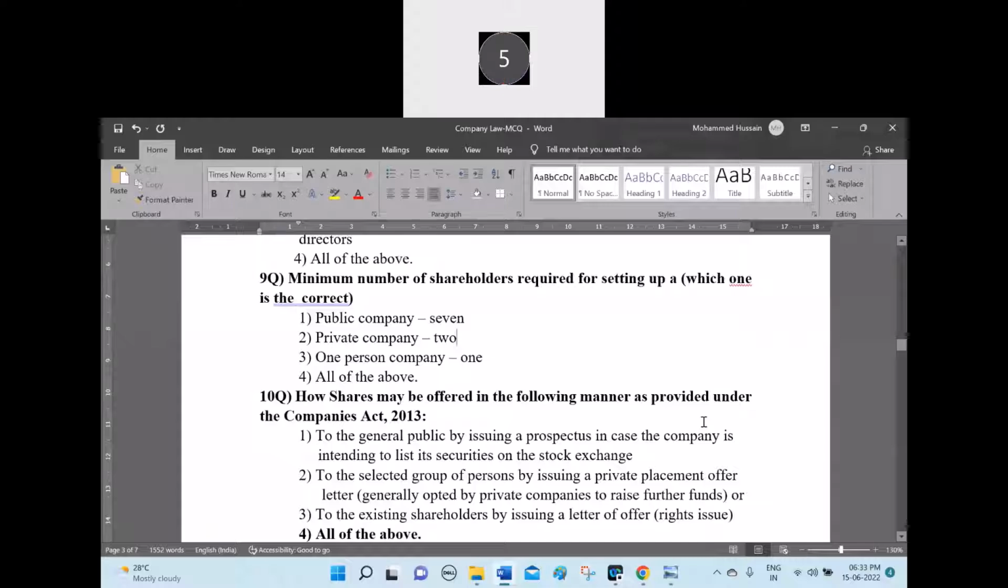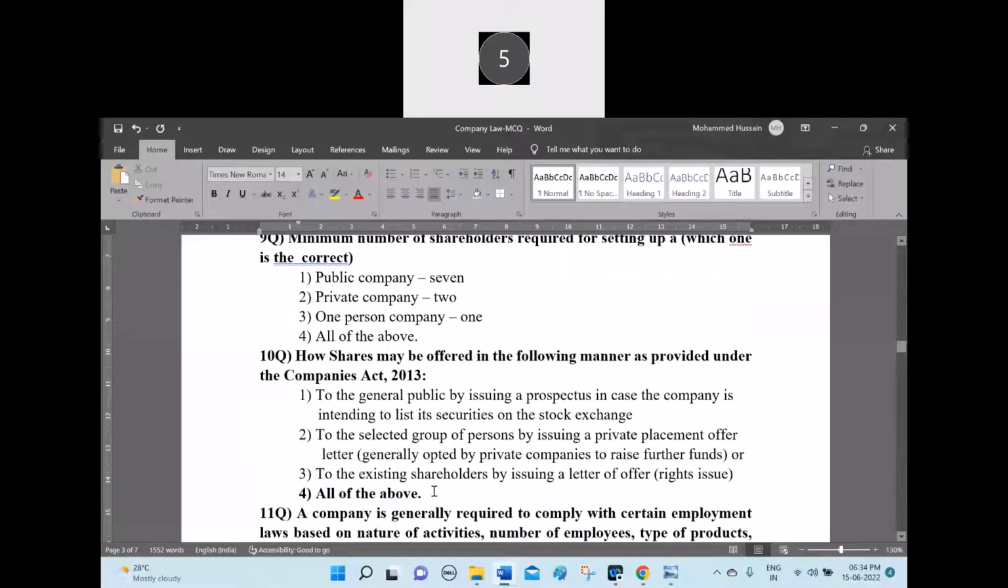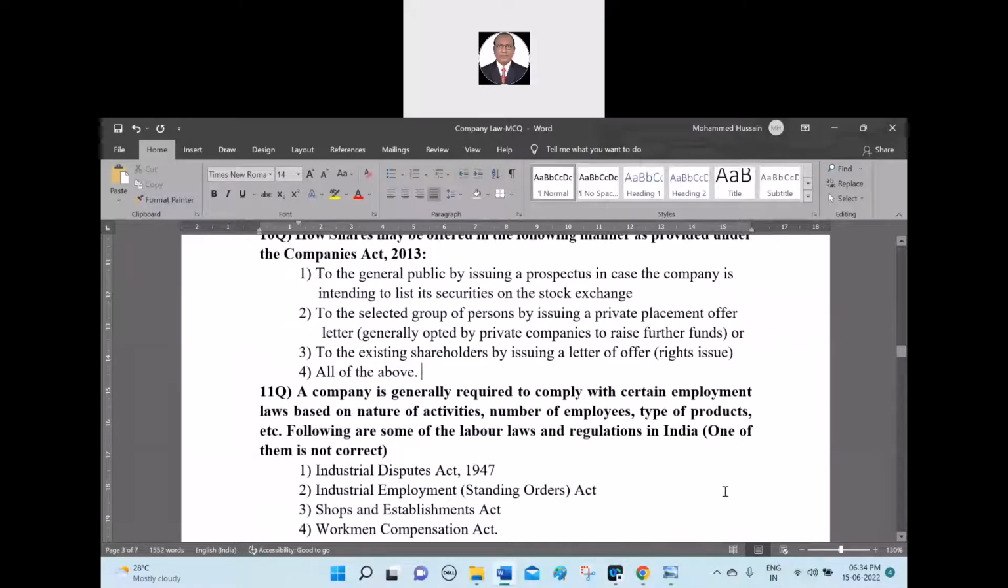All of the above, sir. See, I don't know why I highlighted it, because if we highlight it, that gives me the sense that it is the right answer. Answer here is all of the above. To the shareholders, offered in the following manner. That is the right answer. Can anyone unmute and read?